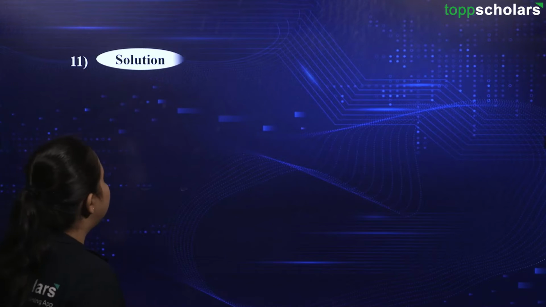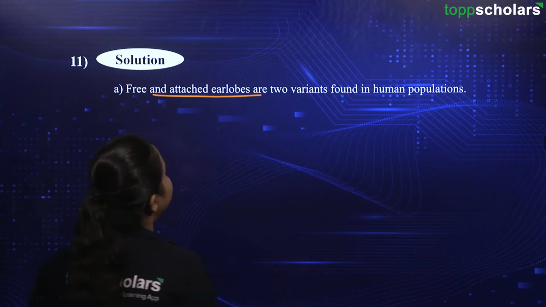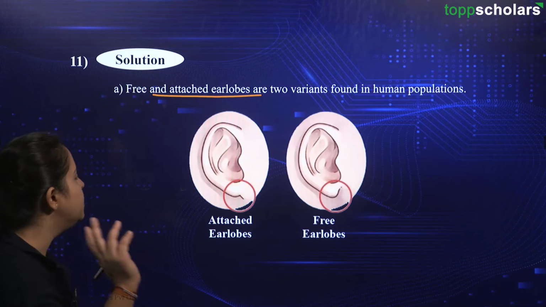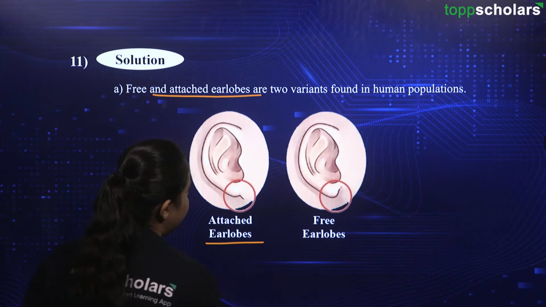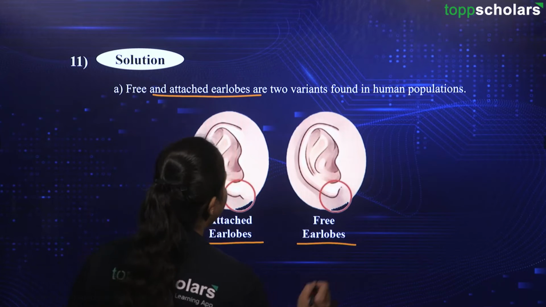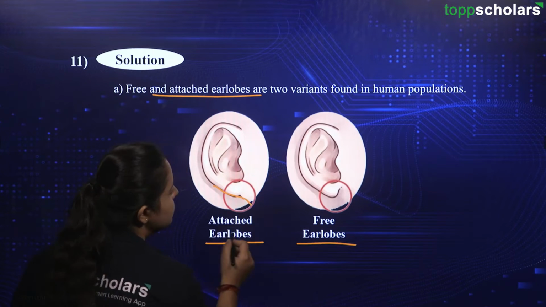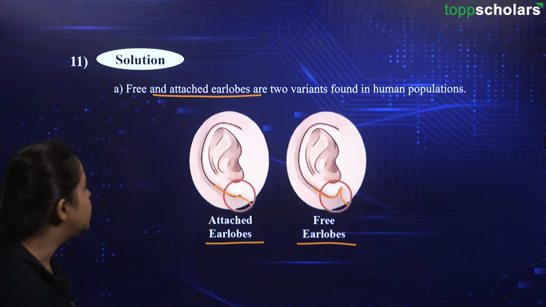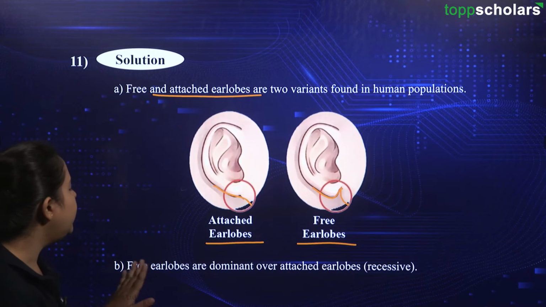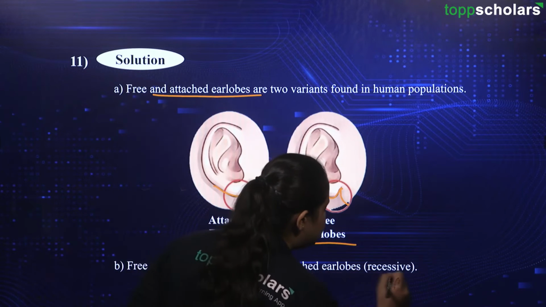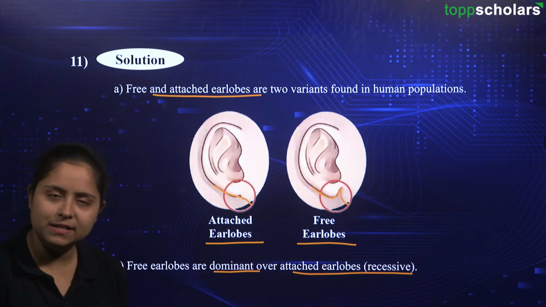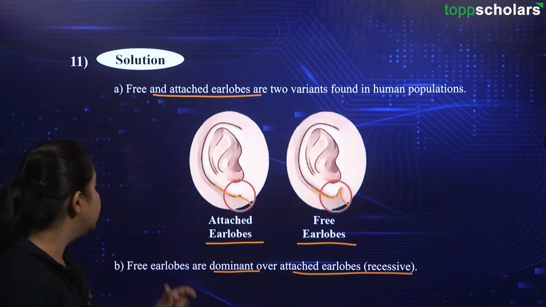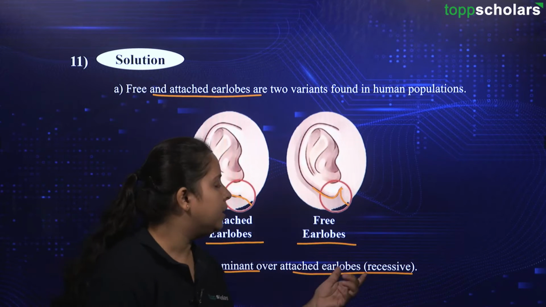Okay, let us have the solution part. Free and attached earlobes are two variants found in the human population concerning earlobes only. This one is the attached earlobes, and this one is the free earlobes. This one is going continuous and this one is forming a complete furrow. So this one is free and this one is attached. Going ahead for the second part, free earlobes are dominant over attached earlobes. Attached earlobes are recessive. Now I can form some other cross as well. You just have to keep in mind that free earlobes are dominant and attached earlobes are recessive.